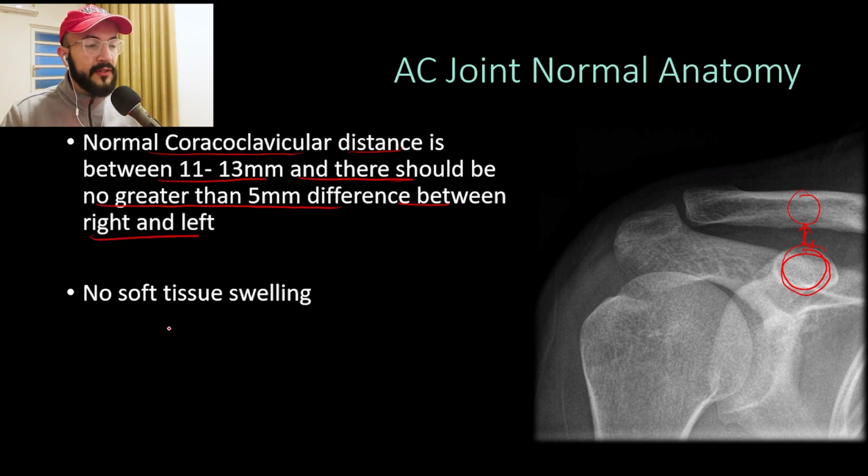And we should also look for soft tissue swelling. Soft tissue swelling is when the soft tissue is not black anymore. It would appear more whitish on the X-ray. It would appear more radio opaque, and that is when there is an inflammation, and that means that there is an injury to the AC joint. And on this X-ray, because it is normal, there is no soft tissue swelling.